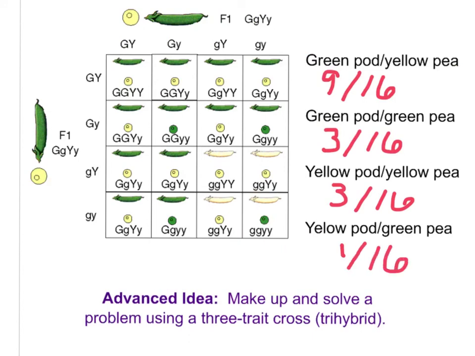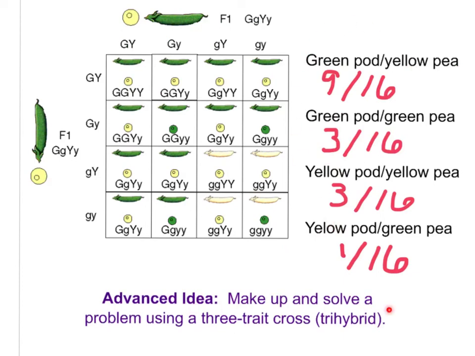Now something important to notice is that when you do a dihybrid cross and you have 2 heterozygotes crossing, mating, you will always have these proportions for your phenotypes. You will always have 9, 3, 3, and 1 out of 16 for your phenotype. So that's an important thing to remember and to look for, just to check and make sure you're right.